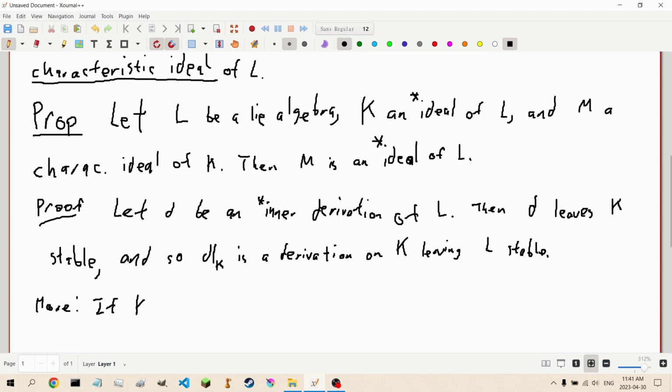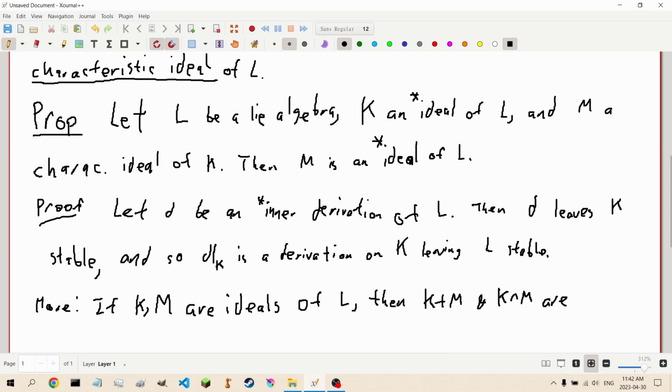Now we'll look here: if K and M are ideals of the same algebra, we'll call it L, then the sum, which is every element that can be expressed as a sum of an element of K and an element of M, and their intersection are also ideals of L, of course.